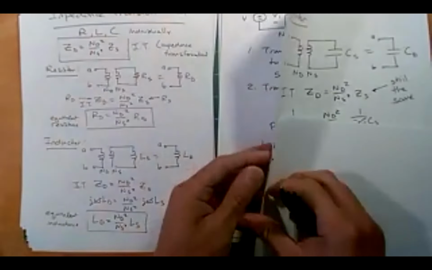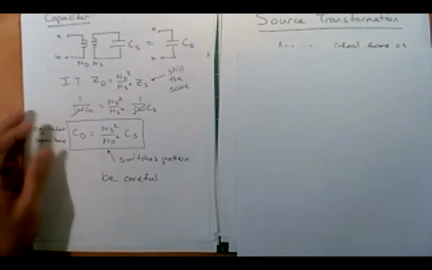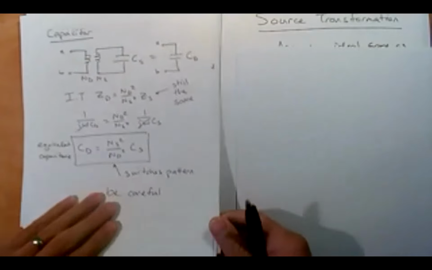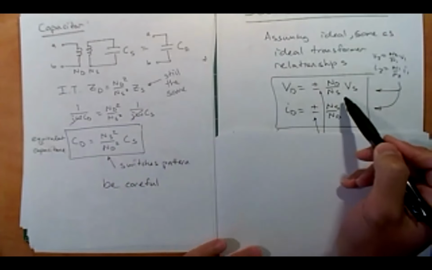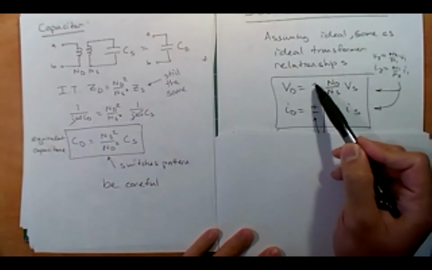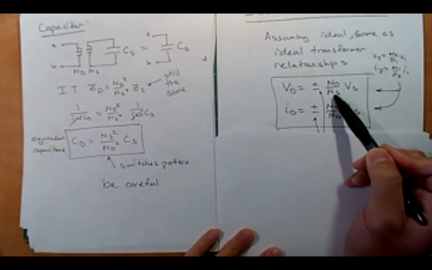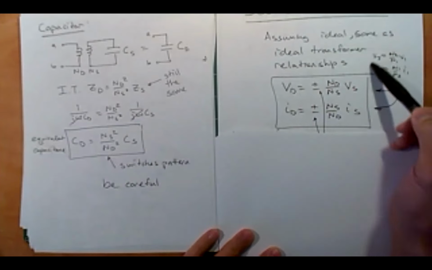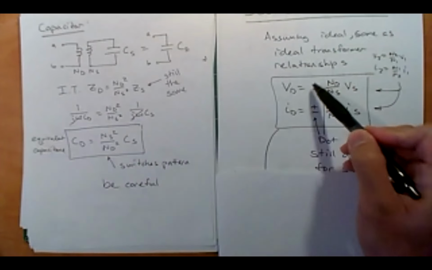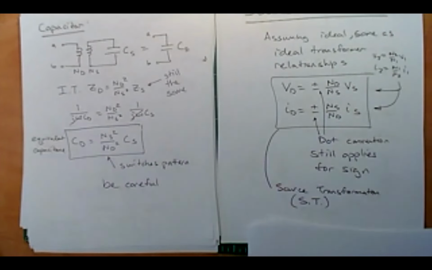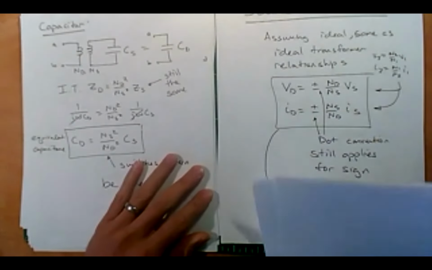Okay, very good. So what about sources? What if I had a source on one side and I wanted to bring it over? Well, that's nice. You just use your normal source transformation, your ideal transformer relationship. V destination equals plus or minus N destination over N source V source. It's the same as these ones, V2 equals N2 over N1 V1. Same with here. And how do you determine the sign? It's still the dot convention. Okay, so all this will be highlighted in the next example. All right, let's keep going.